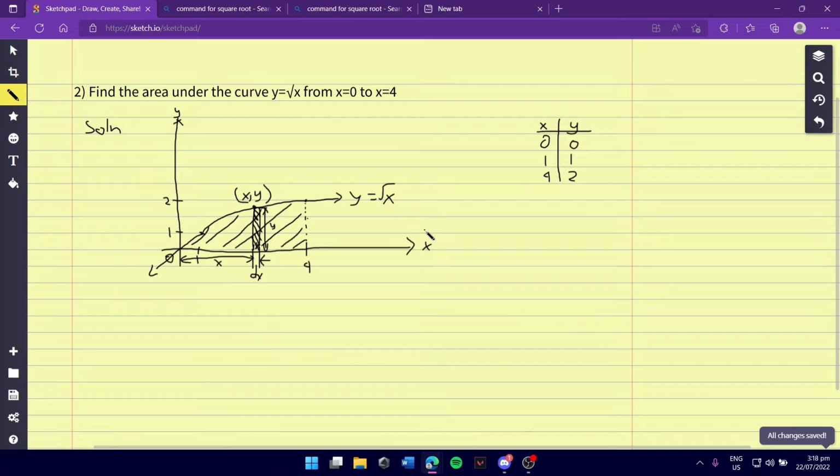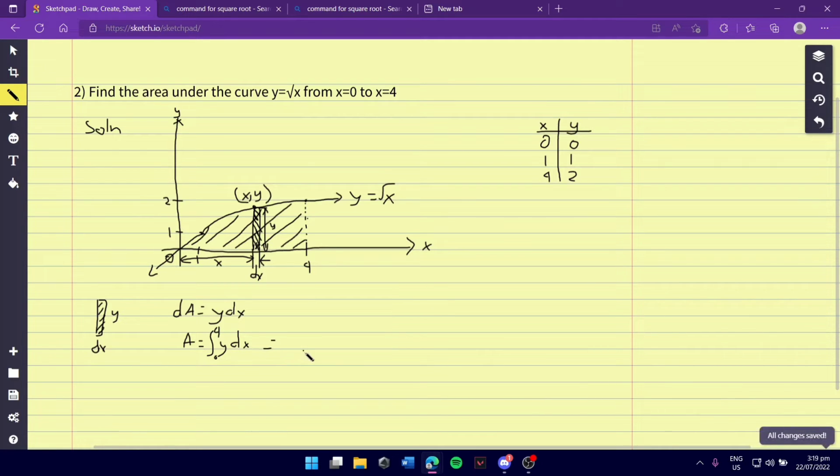So now, we will solve for our differential area. Always put first your vertical strip and then label it. This is your y, and this is your dx. So again, differential area is equal to y times dx. So integrate both sides. The area is equal to the integral of y times dx. Since this is from 0 to 4, your limit here is from 0 to 4.